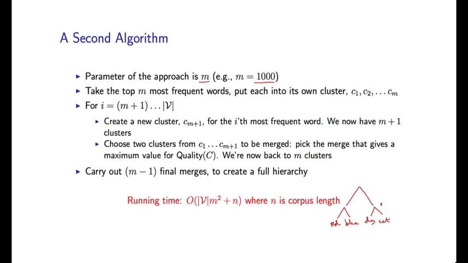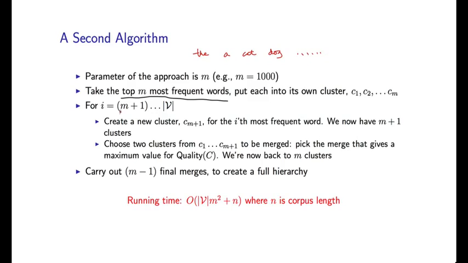So here's how it works. We initially take the top m most frequent words, for example, the top 1,000 most frequent words, and we put each of those words into their own cluster. So we might initially start off with, say, the, a, cat, dog, and so on, listing the top 1,000 most frequent words in our corpus. And this is sort of the seed. This is the starting point of the algorithm.